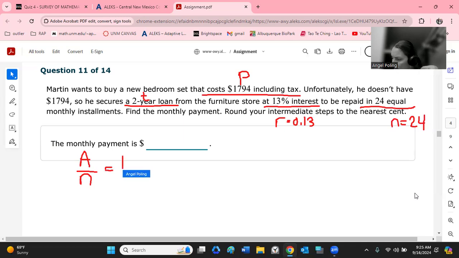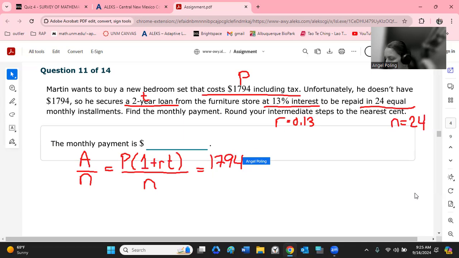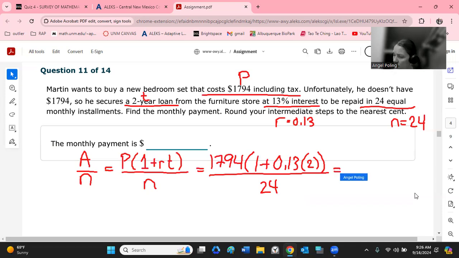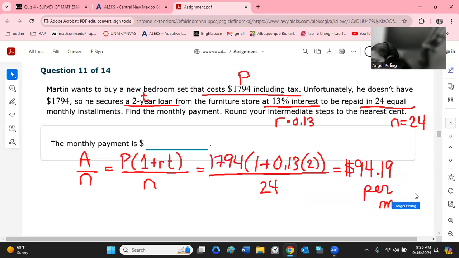And then that gives us P times 1 plus RT as our numerator, because that's our future amount, and then N as our denominator. So 1794 times 1 plus 0.13 times 2 divided by 24 months. I put that into the calculator and got 94.19 per month. I didn't round any intermediate steps. I just put it all in the calculator.